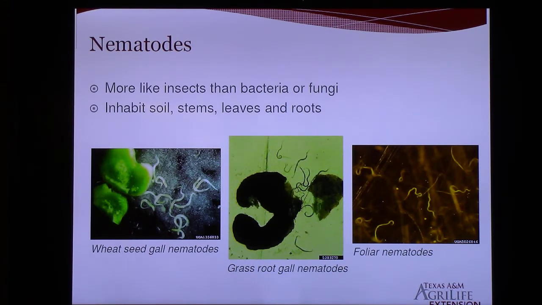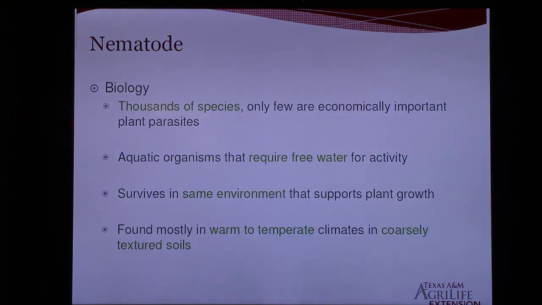And nematodes can inhabit the soil, they can live in the stems, they can live in the leaves, they can live in the roots. Probably the type of nematode that we're most familiar with is the root knot nematode. They feed on the roots, and as a result of them feeding on the roots, they develop nodules on the roots that inhibit the uptake of nutrients from the soil, and it causes the plant to wilt and die. There are thousands of species of nematodes, but only a few of those thousands of species are of concern for plants as far as parasites go.